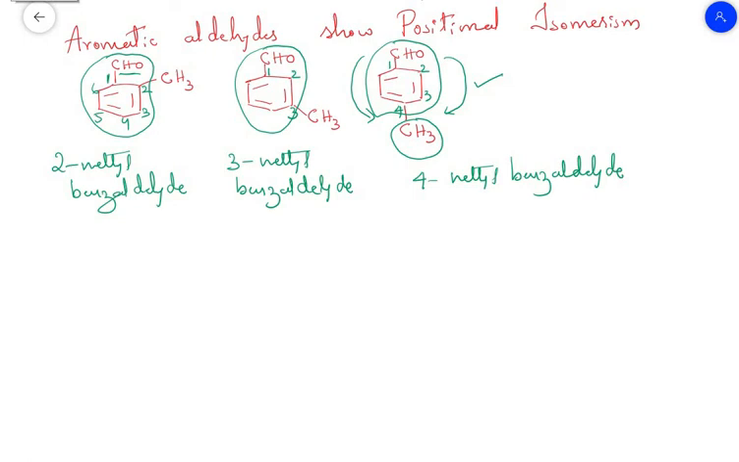In this second example, students, we cannot move in the anti-clockwise direction while numbering. If we move in the anti-clockwise direction, then this carbon atom will have number 5, which is not the correct nomenclature. So we have to move in such a way that this methyl group has the lowest possible number, and therefore the name of this compound is 3-methyl benzaldehyde.